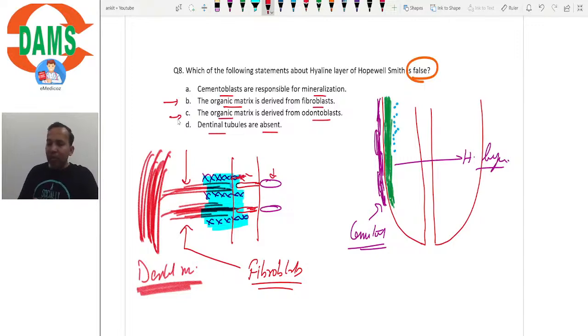While option C, that the organic matrix is derived from odontoblasts, is correct. Do you still feel that these two statements are incorrect? Both of these statements are correct, isn't it? Both of these statements are correct.